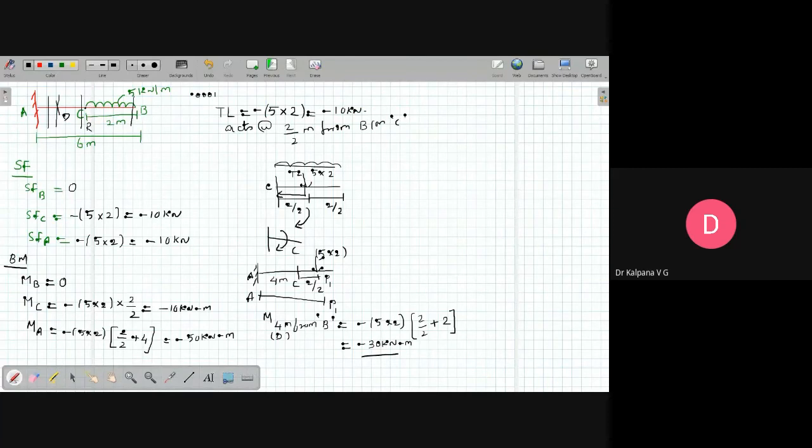So we can split the distance between A and C, which is 4 meter: 1 meter, 2 meter, 3 and 4 meter. So find the moment at 1 meter from C, 2 meter from C, 3 meter and 4 meter. Why I am saying this is, while drawing the bending moment diagram, you may have a doubt how to connect the points between A and C. So for that I am asking to find the moment between these two points. Now we'll draw the bending moment and shear force diagram for the given beam with loading.